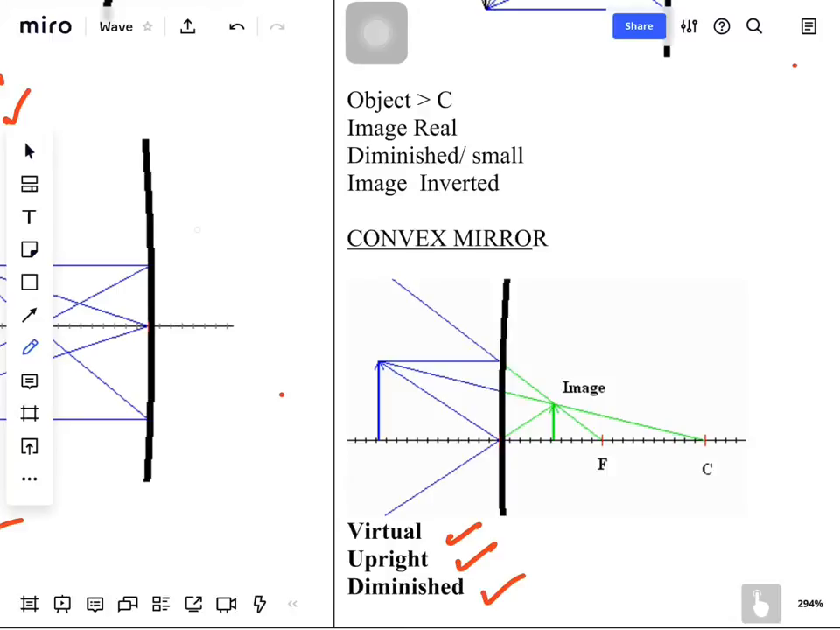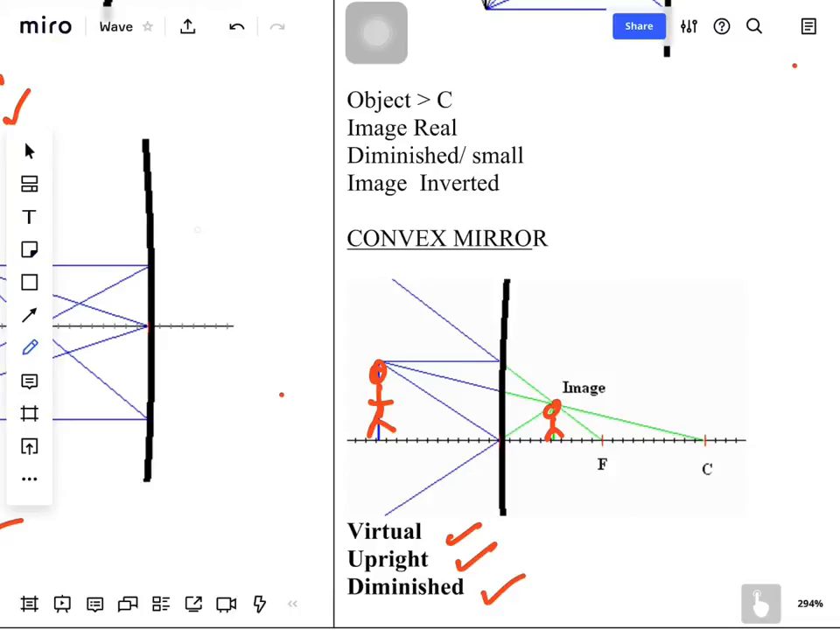The reason why a convex mirror has this kind of image is that the mirror works in a way that it diverges all the reflected light. So it always diverges, and because of that, the image will be virtual. So this is the virtual image. It is always upright and diminished. Diminished means getting smaller. Okay, so this is what we actually discussed.